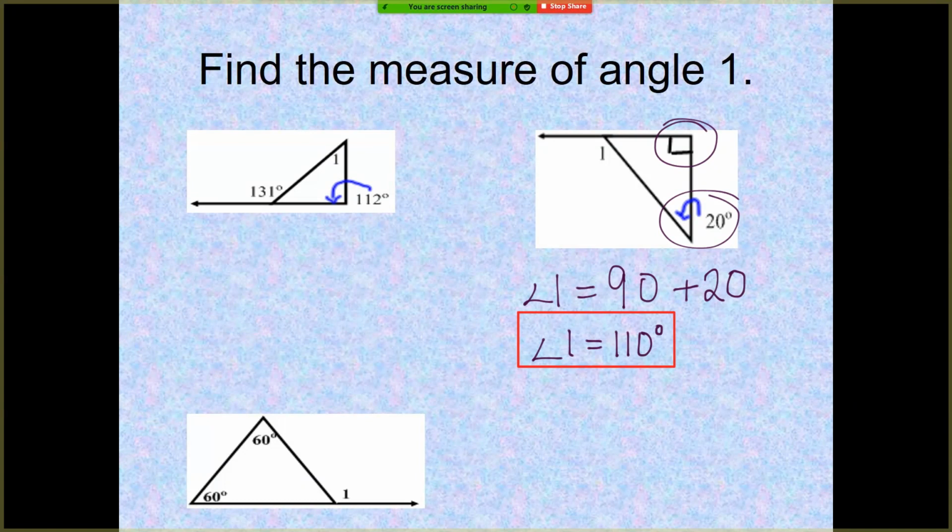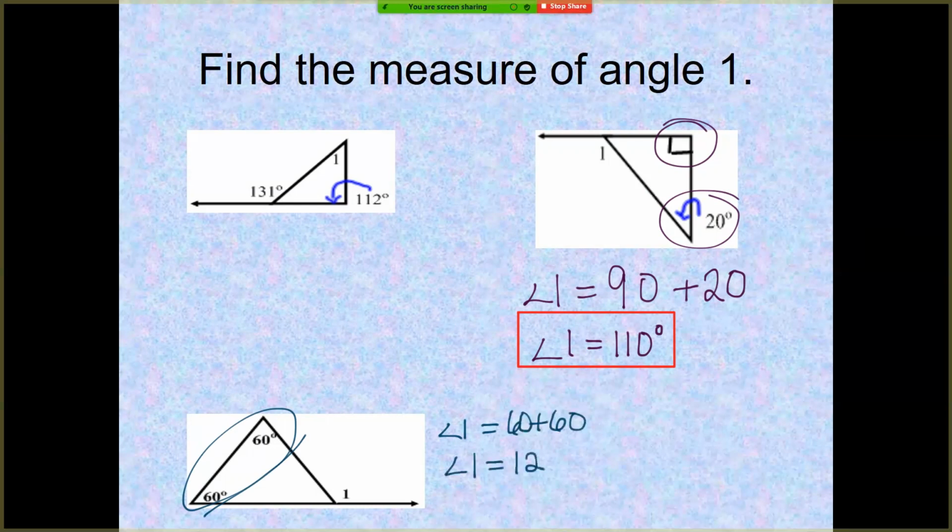Again, doing something very similar for that bottom question, angle 1 is going to equal the sum of these two angles over here. So 60 plus 60. So angle 1 has to equal 120 degrees.